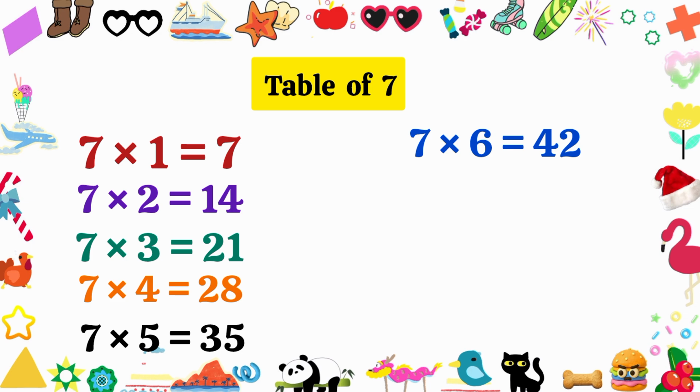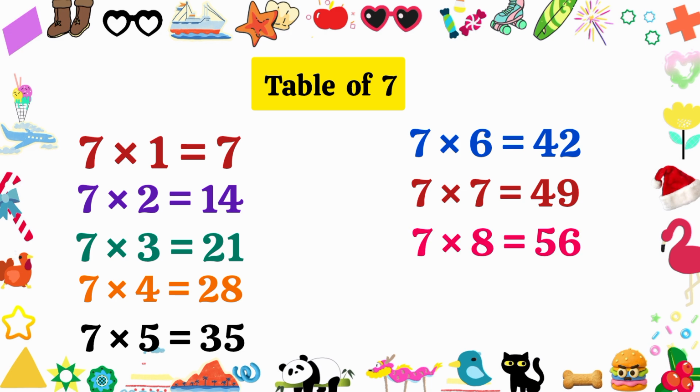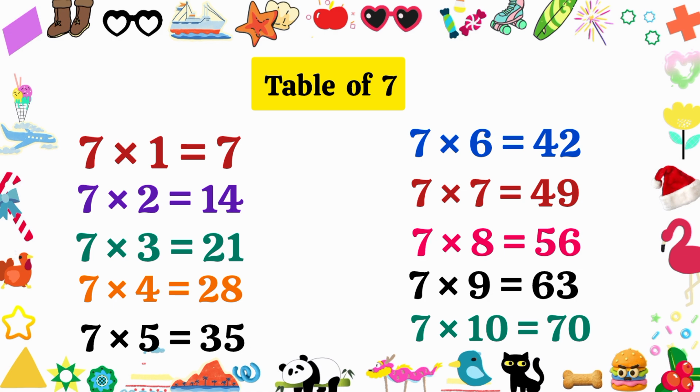7 sixes are 42. 7 times 7 equals 49. 7 sevens are 49. 7 times 8 equals 56. 7 eights are 56. 7 times 9 equals 63. 7 nines are 63. 7 times 10 equals 70.